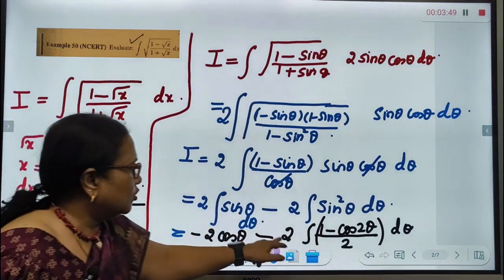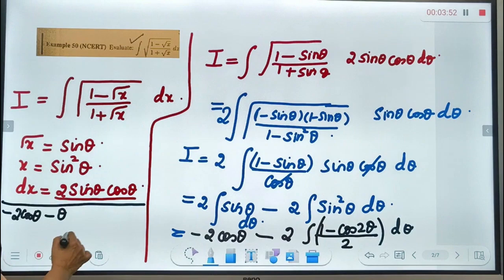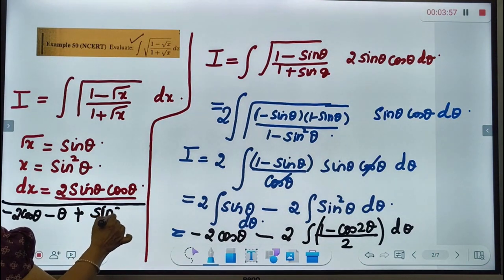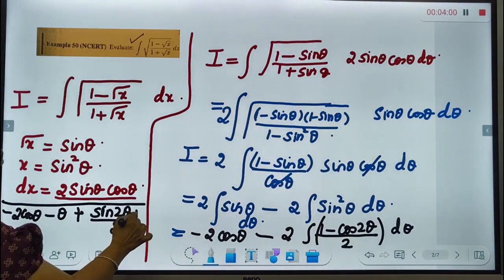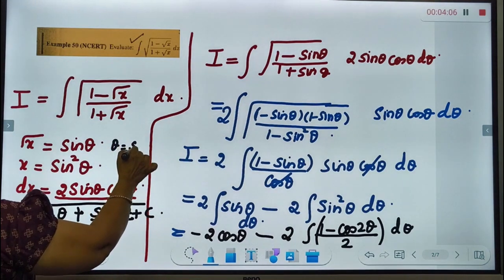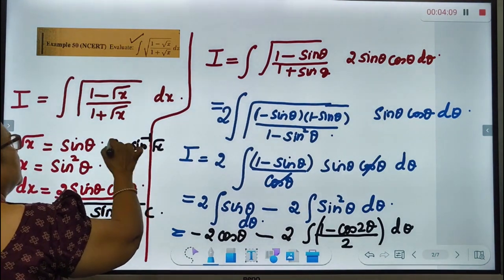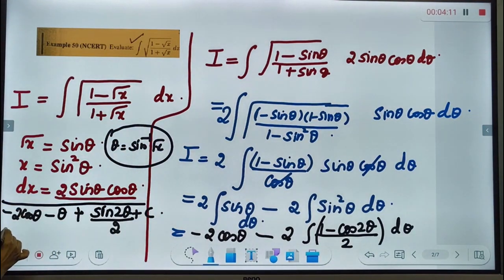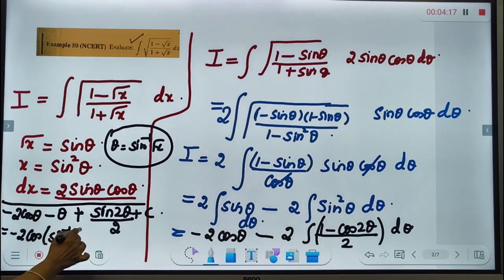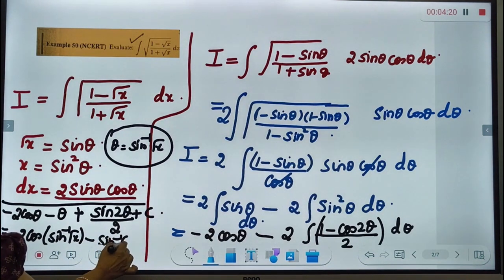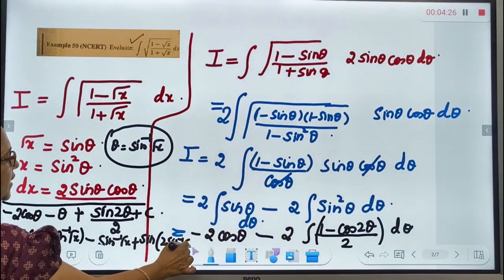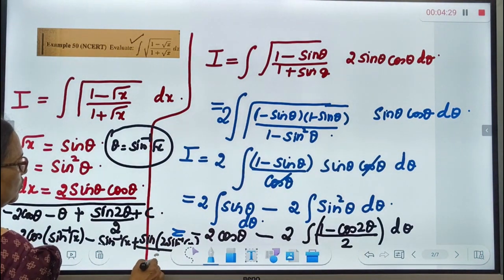Are you able to follow? Because 2 and 2 get cancelled, integral of d theta. Then again 2 and 2 get cancelled, integral of cos 2 theta is sine 2 theta by 2 plus c. But what is theta? If root x is sine theta, theta is sine inverse root x. So this is minus 2 cos of sine inverse root x minus sine inverse root x plus sine of 2 sine inverse root x by 2 plus c.